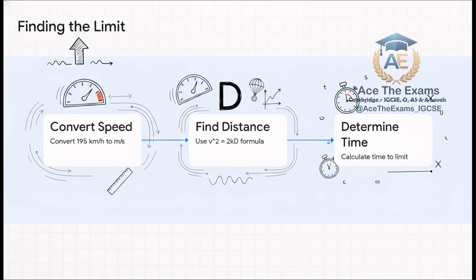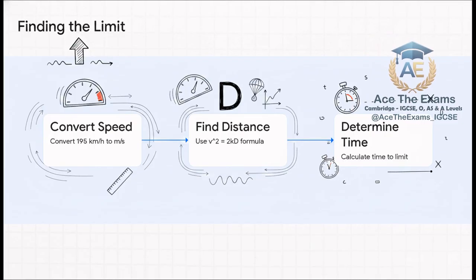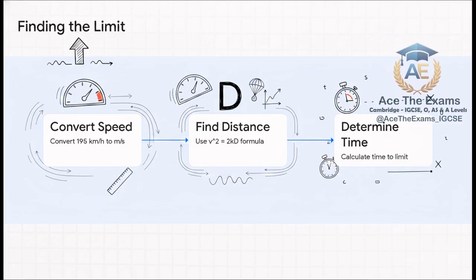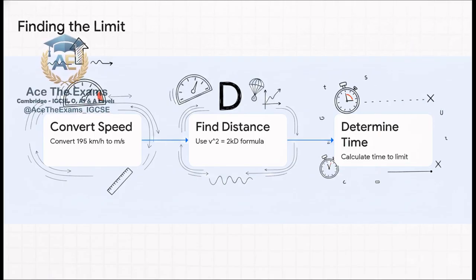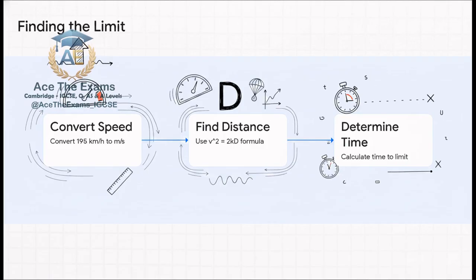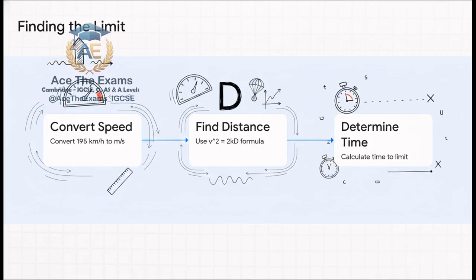And it's a step-by-step process. First up, we convert that 195 kilometers per hour into meters per second, just so it matches our other data. Then, using the velocity formula, v squared equals 2 times k times d, we calculate the exact distance she drops before reaching that max speed. And once we know the distance and the speed, boom, we know the time.